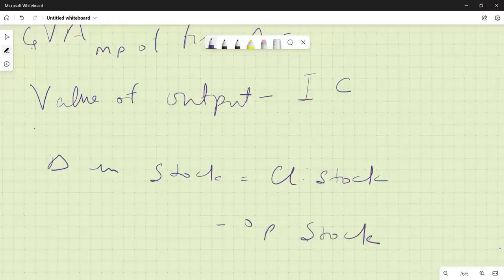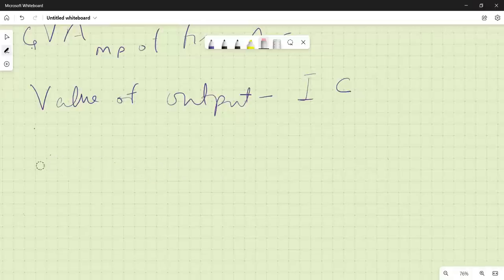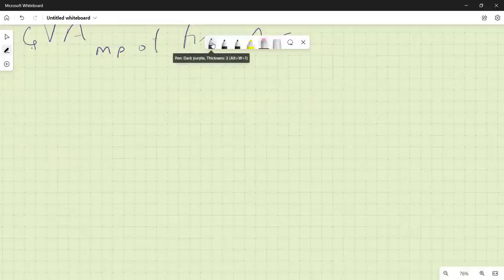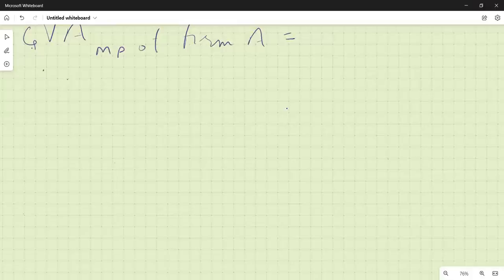Don't make the mistake of taking the value as opening stock minus closing stock. These are the common errors we commit. So change in stock will be equal to closing stock minus opening stock. Now we'll learn how to calculate the value of IC, intermediate consumption.